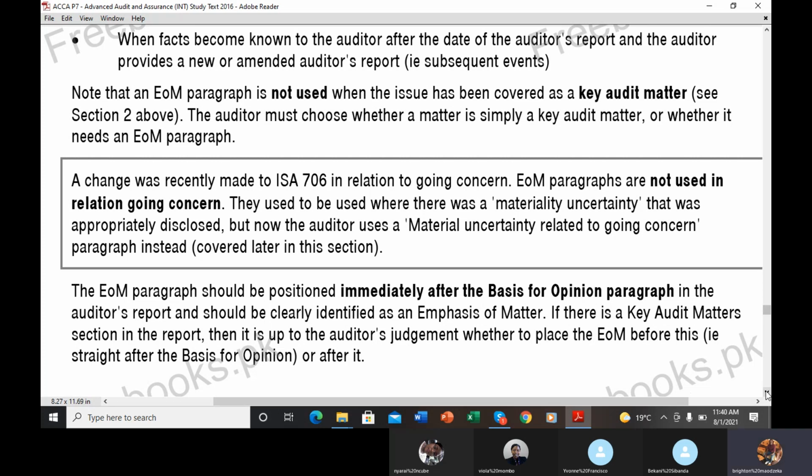So then, placement of the heading. This heading can be placed after the basis for opinion paragraph, or after the key audit matters, immediately after the basis for opinion paragraph, or just after the key audit matters.